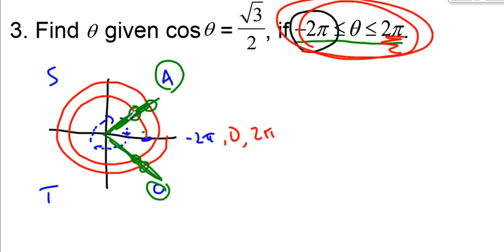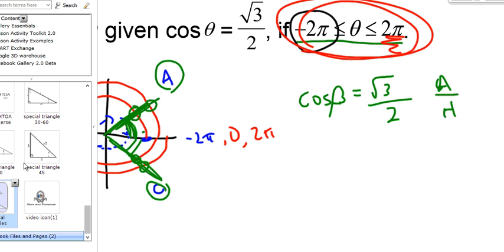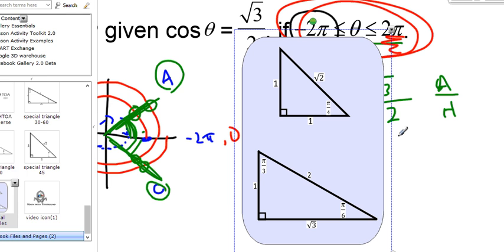Ooh, okay. Now let's think about what the related acute angle is, and then we'll worry about what the actual answers are. The related acute angle can be found if we know what angle has a cosine ratio, meaning adjacent over hypotenuse, of √3/2. So we need to look at the special triangles and find what angle gives us that relationship.